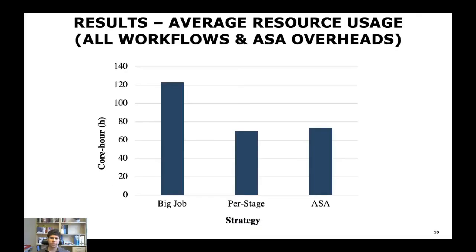By integrating the overheads experienced by ASA, here we show a combined average resource usage for all workflows comparing the three strategies. We can see that big jobs fared almost twice as much as both per stage and ASA strategies. However, as we saw in the previous slides, ASA is able to reduce the perceived waiting times with lower makespans than both big job and per stage strategies, and results in a near optimal combination of these two strategies.